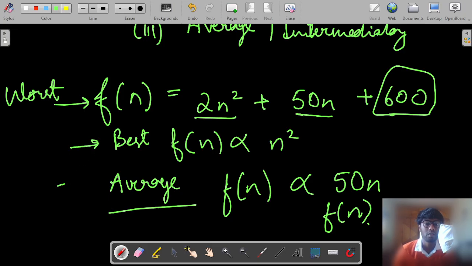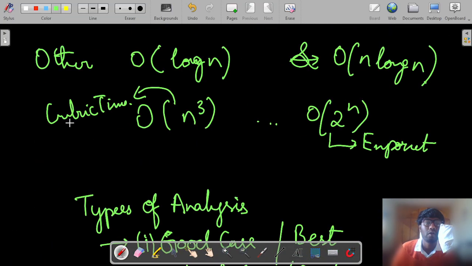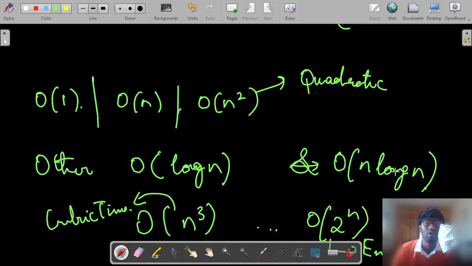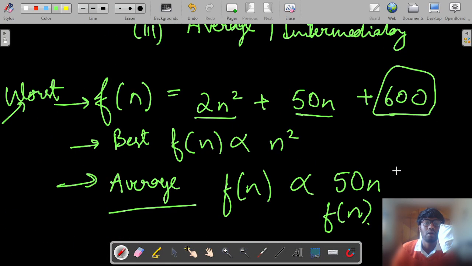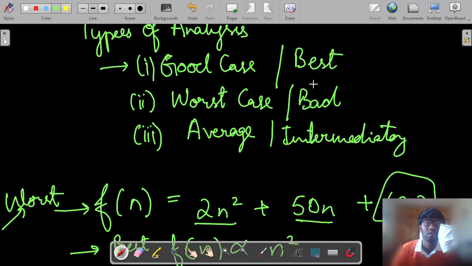So these are the three different types of analysis that we can also come up with, right? With this said, I hope you understood the different rates of growth with O of n, O of n square, log n, and different types of analysis where we have good case, worst case, and also the average case, right?